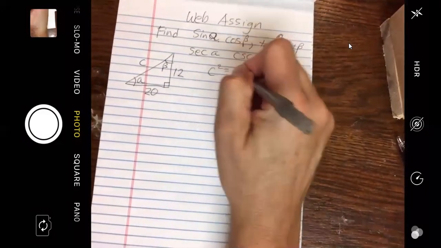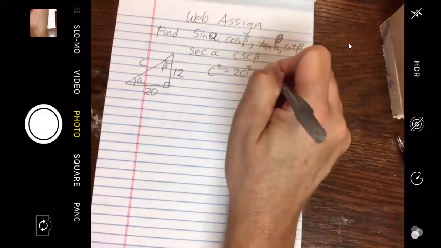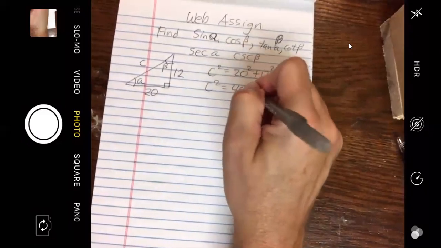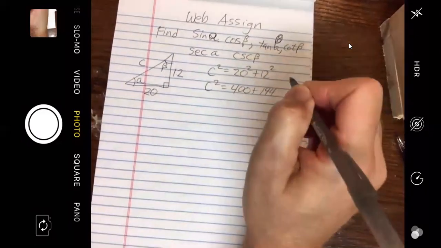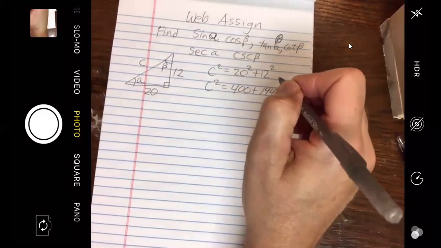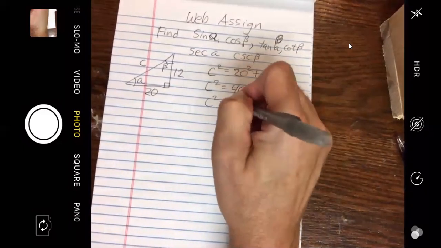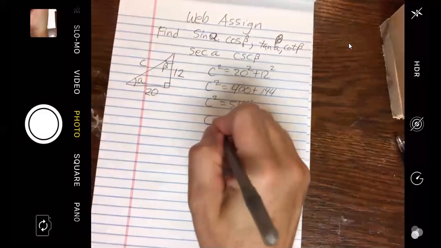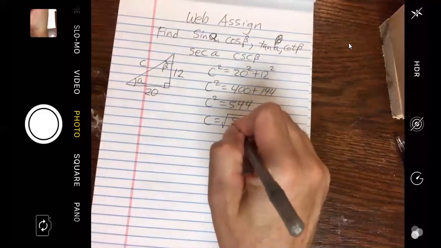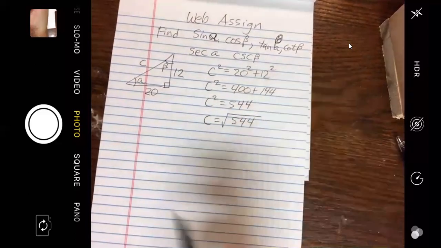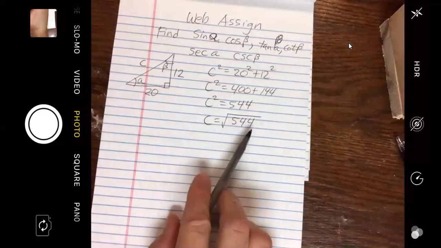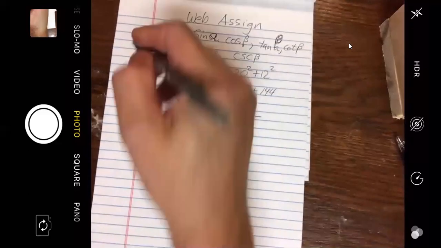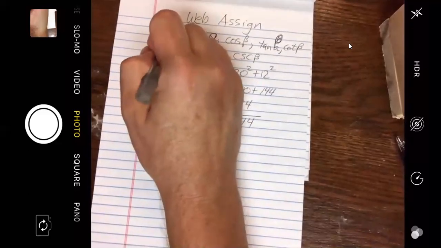C squared would equal 20 squared plus 12 squared. C squared would be 400 plus 144, and that would be 544. I don't recall that being a clean root. Yeah, the square root is 23.32. I would just leave it like this rather than go to decimals. So that's the square root of 544.